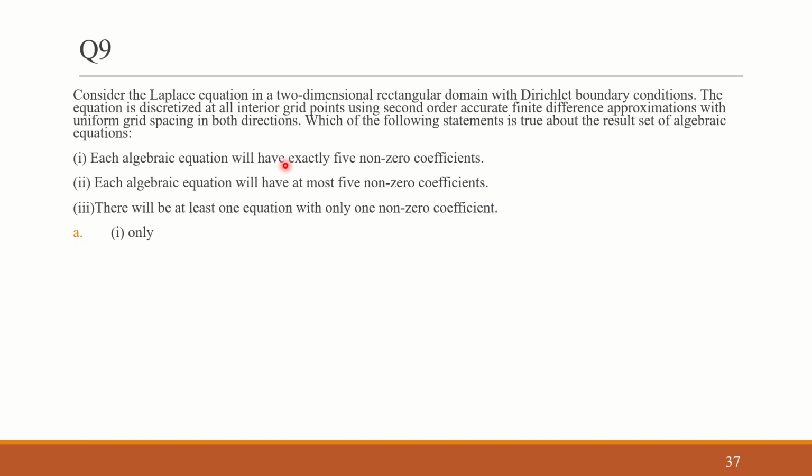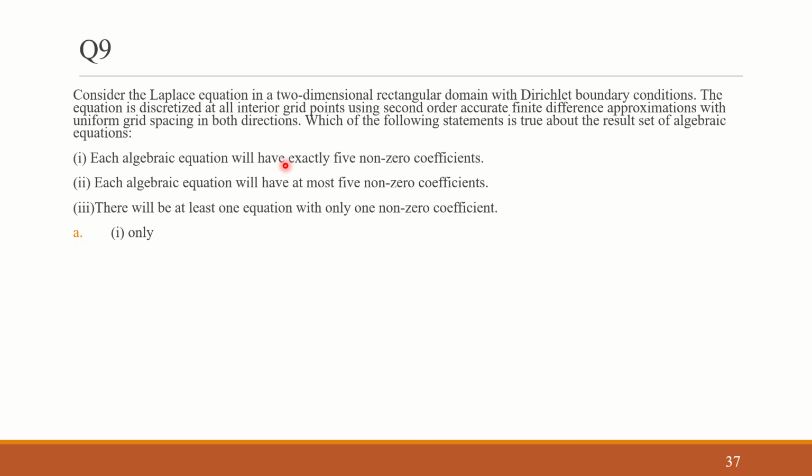And the second one, each algebraic equation will have at most 5 non-zero coefficients. At the maximum we can have 5 non-zero coefficients. That is true, so the second statement is true. Third one: there will be at least one equation with only one non-zero coefficient. Again this is false, because mostly that won't be the case. Even at the boundaries, it would be like 2 or 3, but only one we can't say. So the second statement only is true.